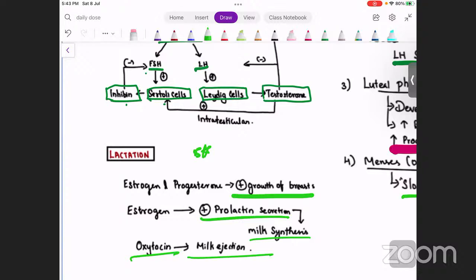LH surge is a classical example of what type of feedback mechanism? It's a positive feedback mechanism.